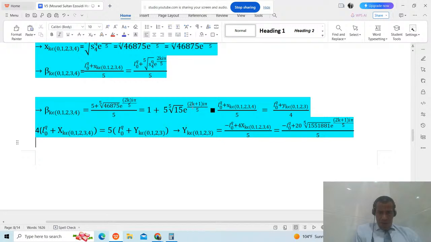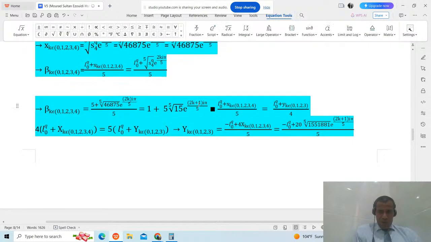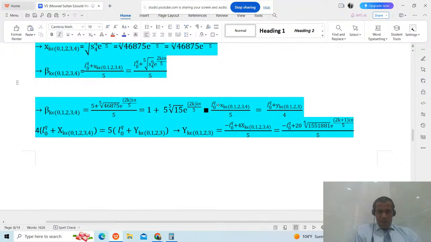Now we finish the value of the polynomial to the power 5, which is 1 plus 5, fifth root of 15, times exponential 2k only here, right? This is the root of my last polynomial to the power 5. I got all the roots. Therefore, learners, I will show you the relationship between polynomial to the power 4 and polynomial to the power 5.